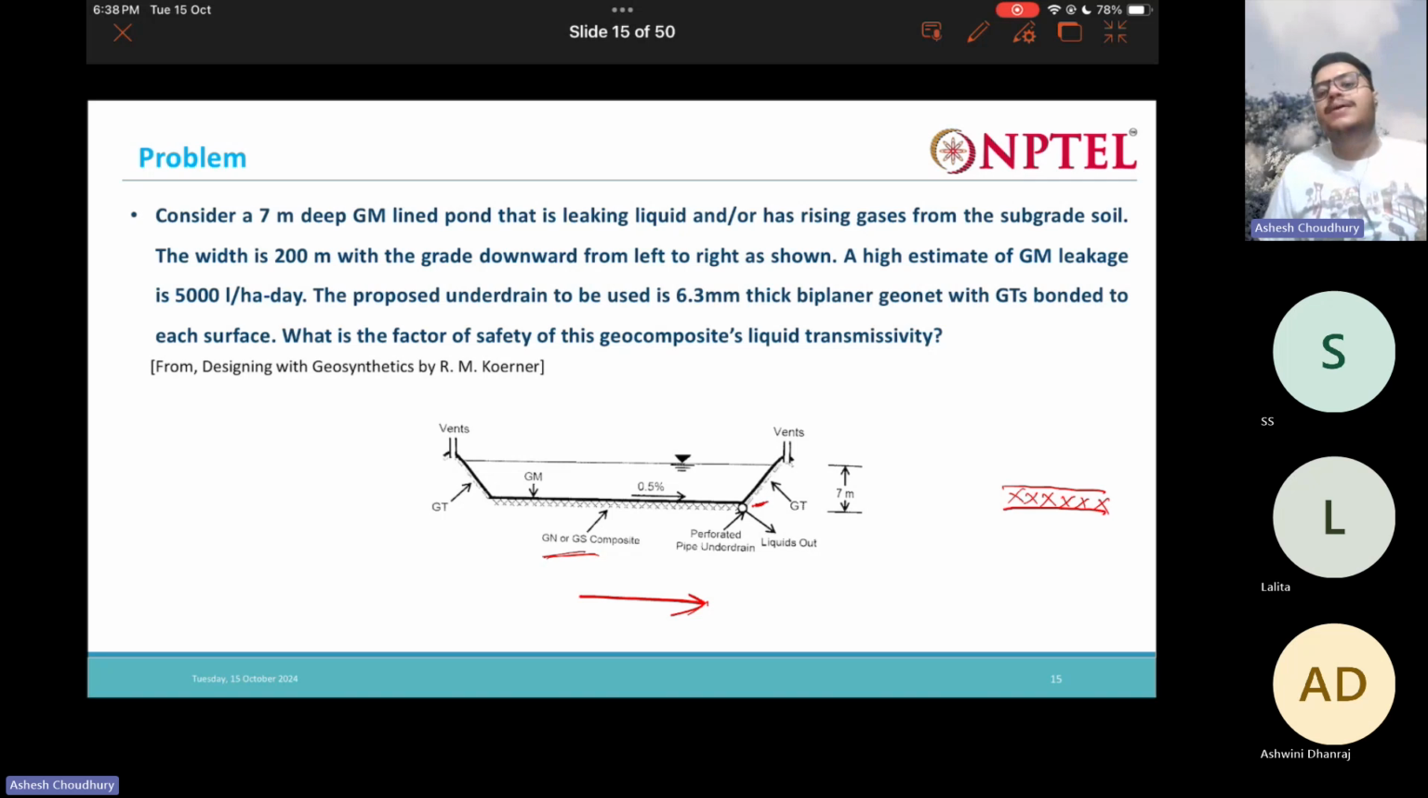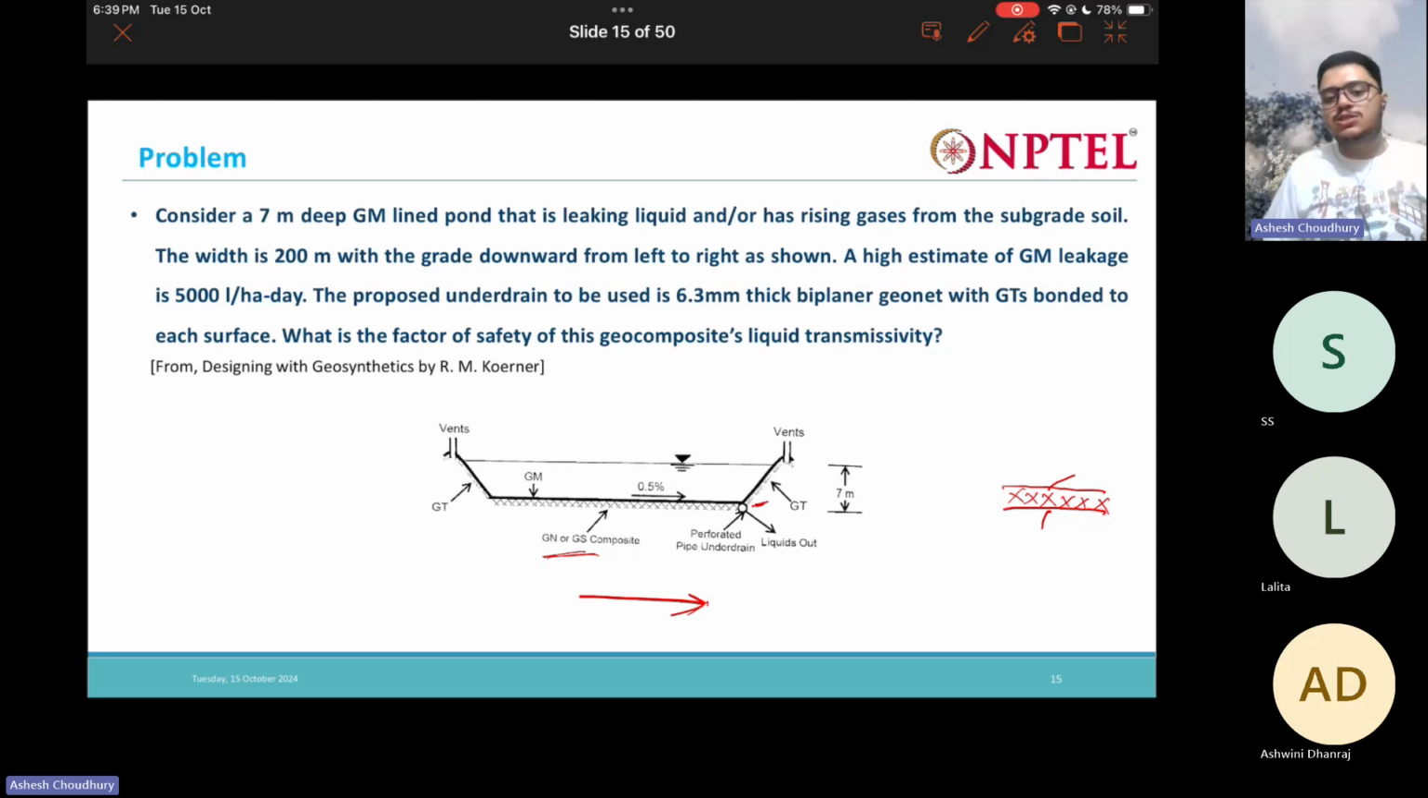So what purpose does this geotextile serve here? The geotextile here acts as a filter. It allows the water to pass through. And we need to find the factor of safety of this geocomposite for liquid transmission, whether it is able to properly pass the liquid or not.